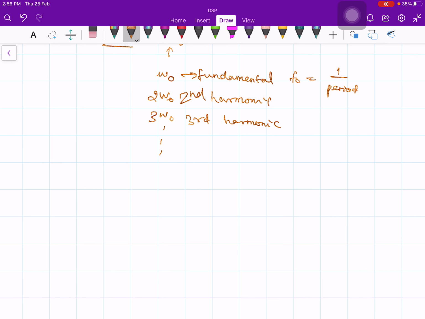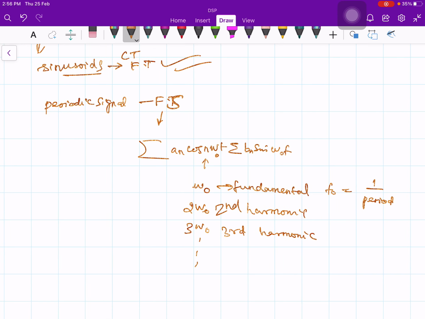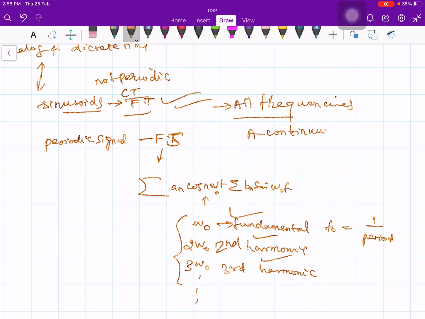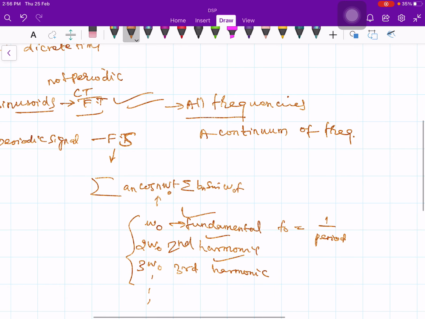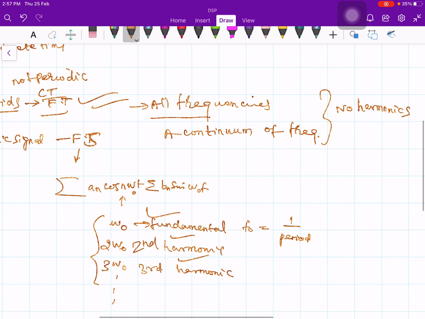When the signal is not periodic, then we take the Fourier transform, the continuous time Fourier transform, CTFT, which means that the spectrum consists of all frequencies. For a periodic signal the frequencies are harmonically related: fundamental frequency, second harmonic, third harmonic. But if the signal is not periodic, then the output of the CTFT contains all frequencies, a continuum of frequencies, not just the fundamental frequency and its harmonics. In this case, no harmonics.